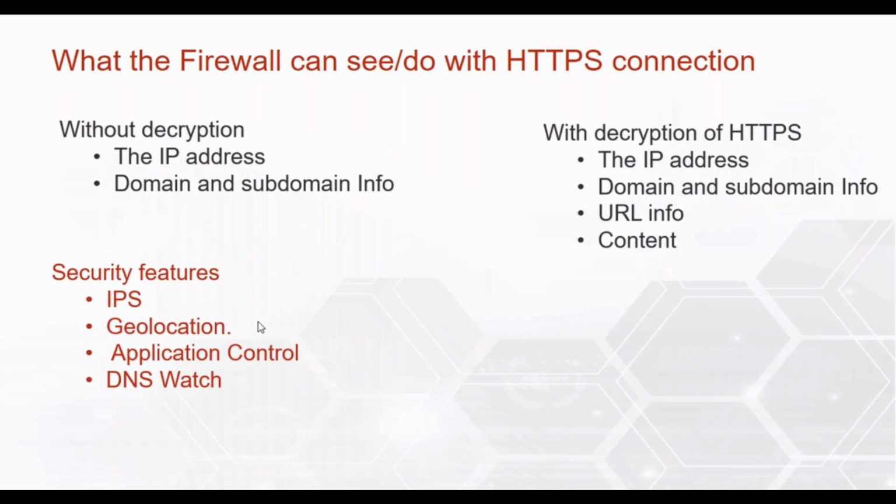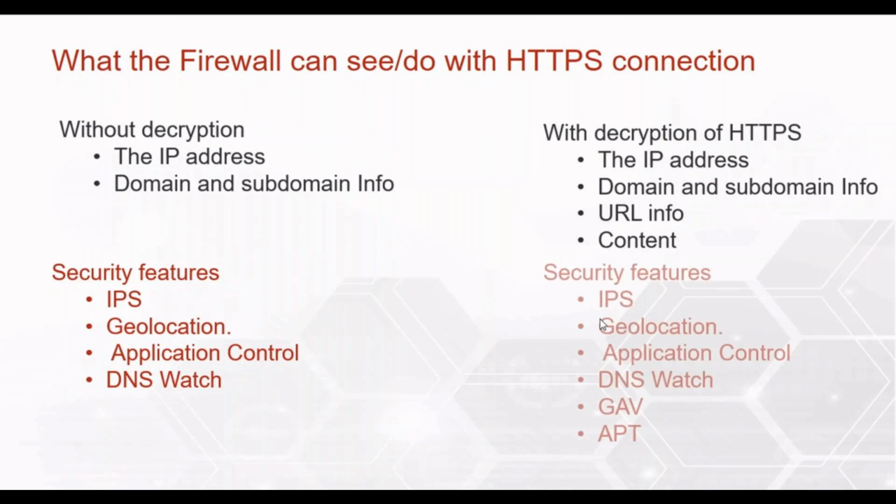Now, without decryption, some of the security features that I can do. If I go to the HTTPS proxy I created, and I don't want to use content inspection, then I can apply IPS, geolocation, application control, and even DNS watch, because these services go up to layer 4 in the way that they work. But if I have HTTPS decryption running with the content inspection, then beside whatever we talked about here, we're going to have gateway antivirus and also APT, or advanced persistent threat, or the sandboxing.